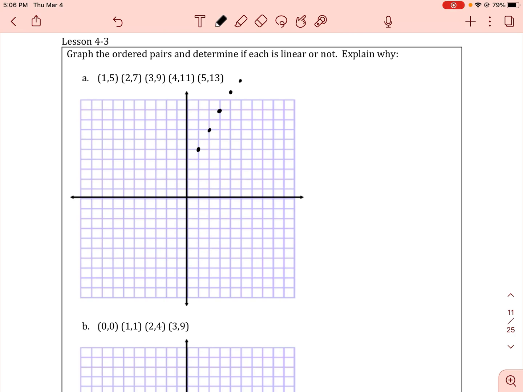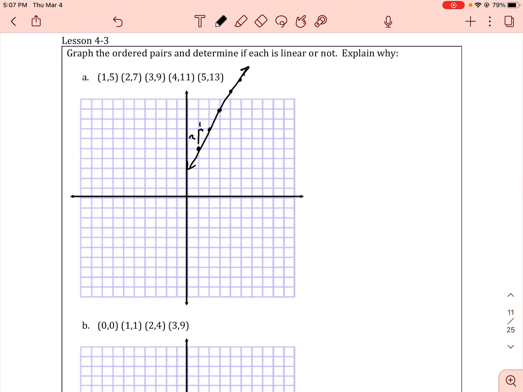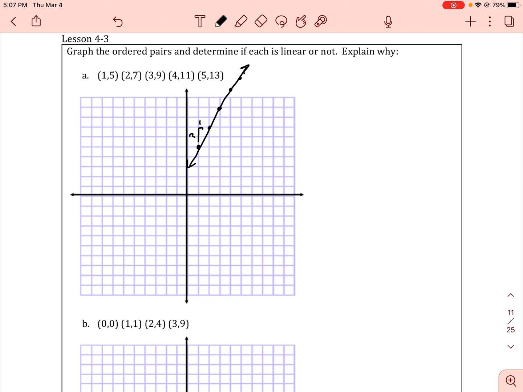I know it went off a little bit, but if you paid attention to putting these dots in, you see that each time you go from one dot to the next, you went up 2 and then to the right 1. That's a slope of 2. And all of these are in a line, and every time you go up 2 to the right 1, up 2 to the right 1. That means, when you connect all of these, that this is in fact linear.